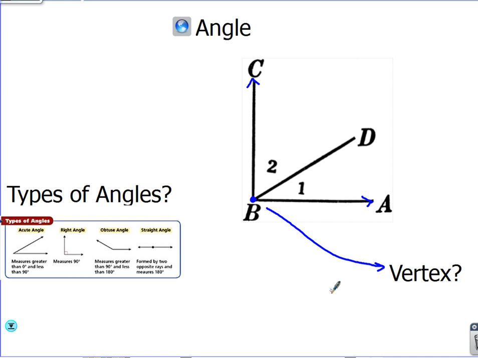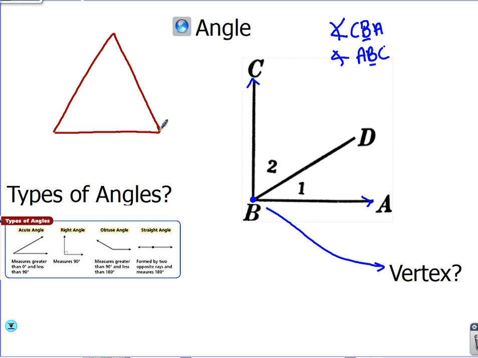Naming these things is extremely important. This angle that you see, the big angle, is either angle CBA or we could call it angle ABC. We cannot call it angle CAB. We cannot call it angle ACB. Vertex must be in the middle. The vertex has to be in the middle. Here's why. I like to give you the whys.